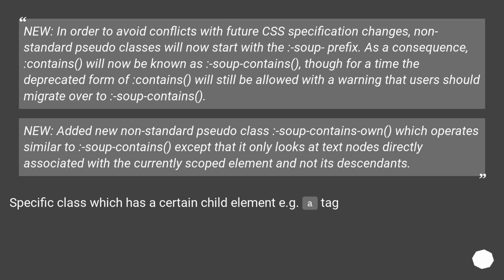New: added new non-standard pseudo class :-soup-contains-own(), which operates similar to :-soup-contains(), except that it only looks at text nodes directly associated with the currently scoped element and not its descendants. Specific class which has a certain child element, for example a tag.